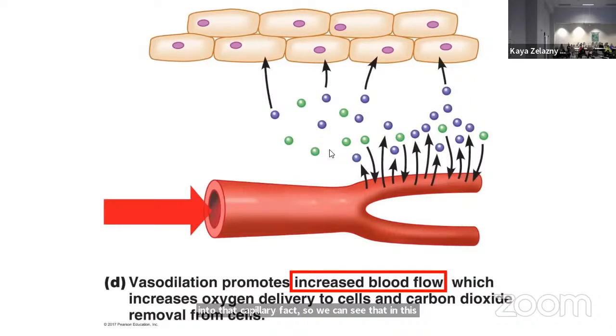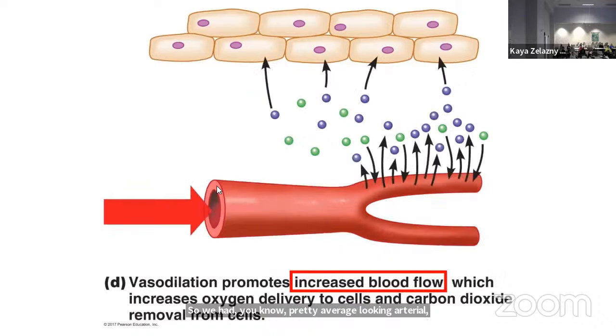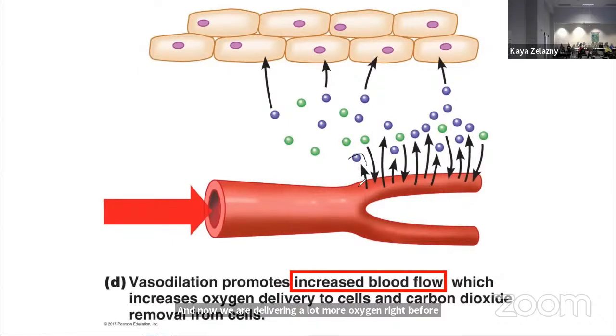Click back. So we had a pretty average looking arteriole, just kind of tubey, normal. We just expanded it, right? So we made it wider. We increased its diameter, increased its radius, therefore decreased the resistance, which increases the blood flow. And now we are delivering a lot more oxygen, right? Before we just had 2. Now we can check out all those oxygens we are now delivering.